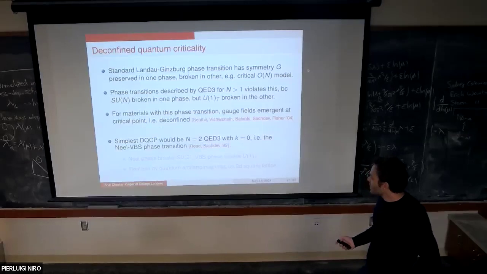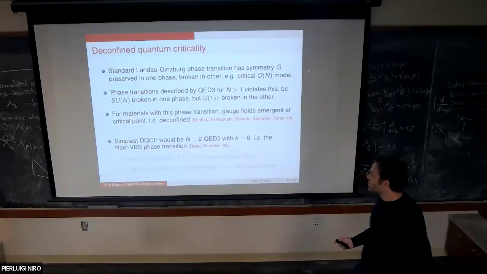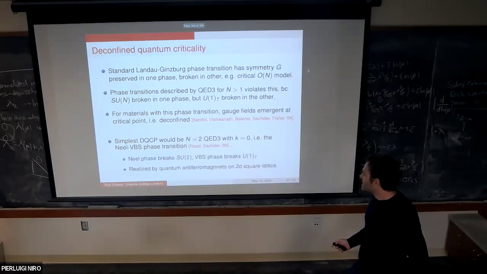The simplest example of this deconfined quantum criticality would be when n is 2, because n needs to be bigger than 1. In particular, it's QED3 with two complex scalars at Chern-Simons level 0. This is called the Néel-VBS phase transition. The Néel phase breaks the SU(2), the VBS phase breaks the U(1). And this is actually realized by quantum antiferromagnets on a 2D square lattice.